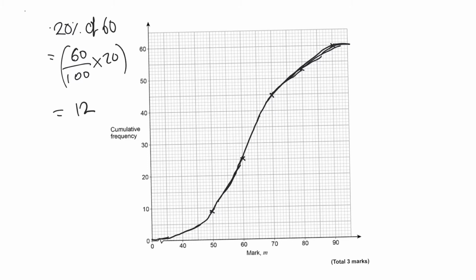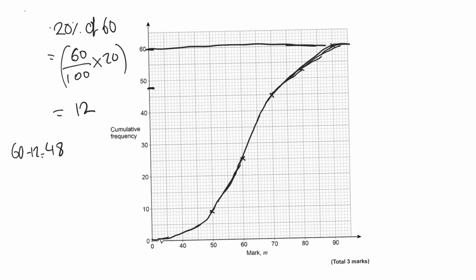So we're looking at the top 12 students. Because you're looking at the top 12 students, you're not going to be looking at up to 12, because that's the lower mark ranges. This is the top 20% of students. So you're going to do 60 minus 12, which would give you 48. Then you're looking between here and here, because that's where 48 is.